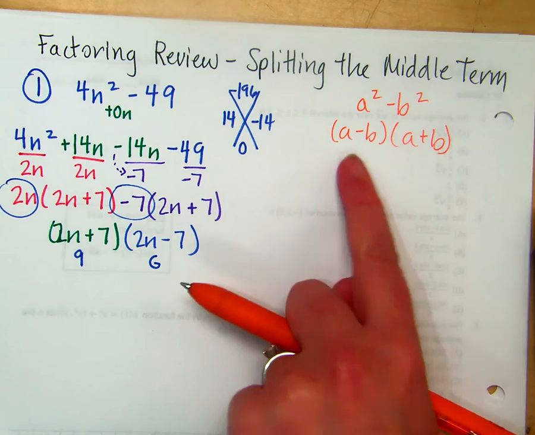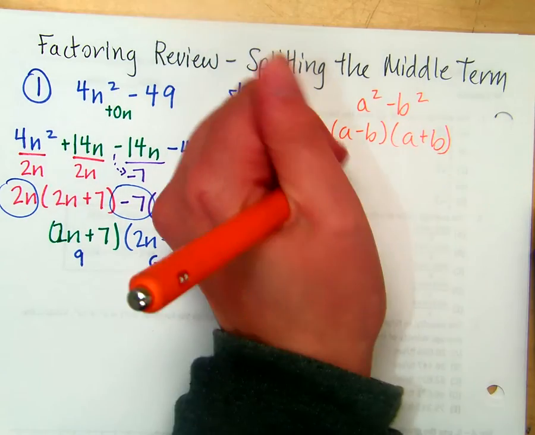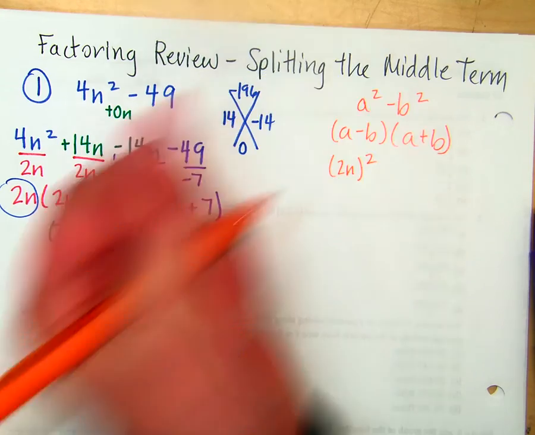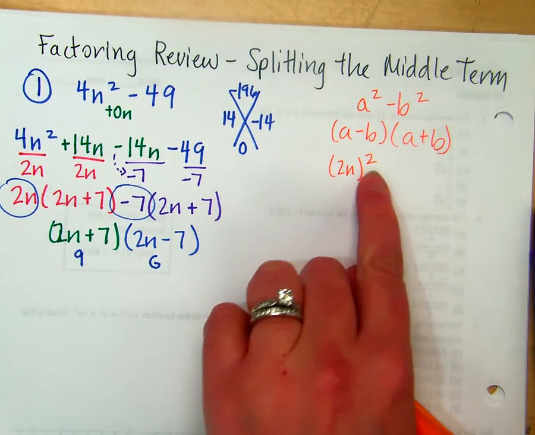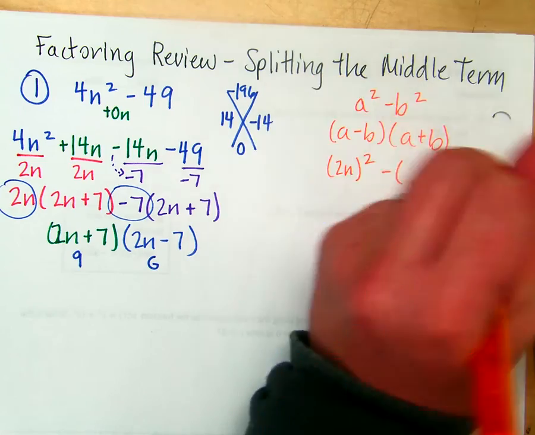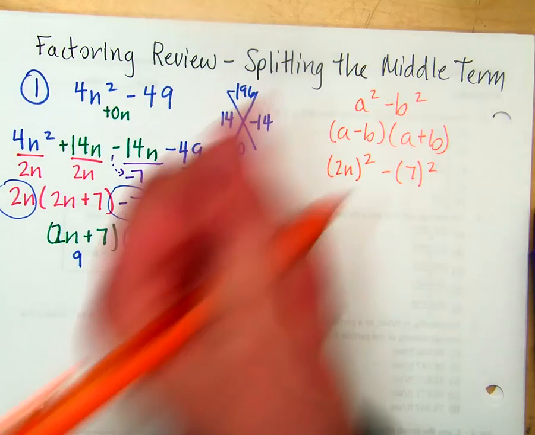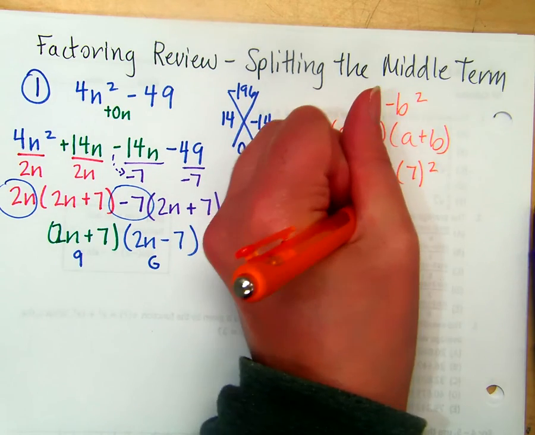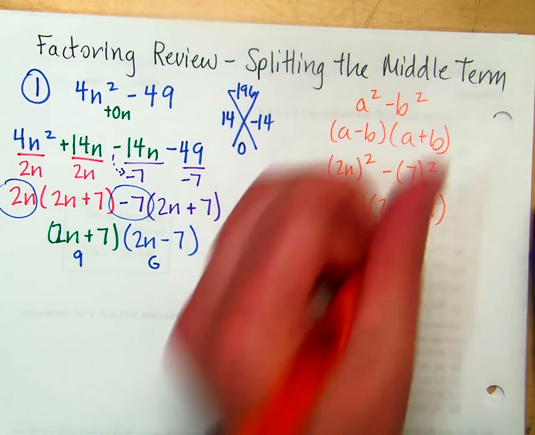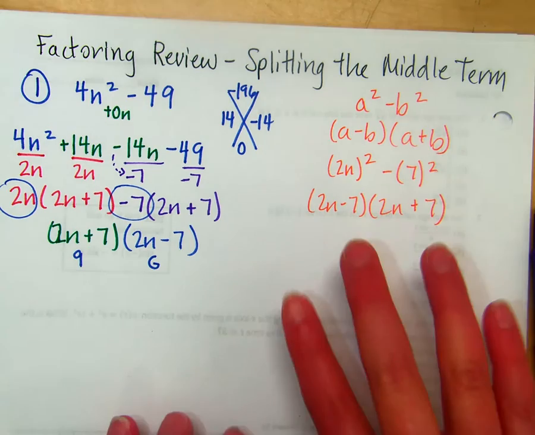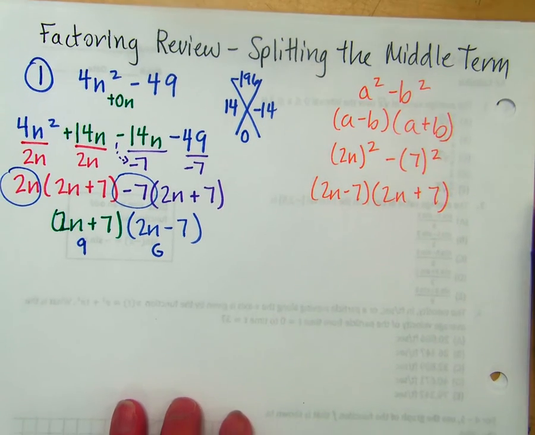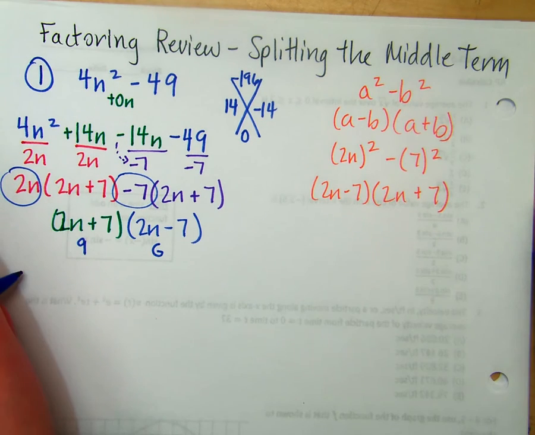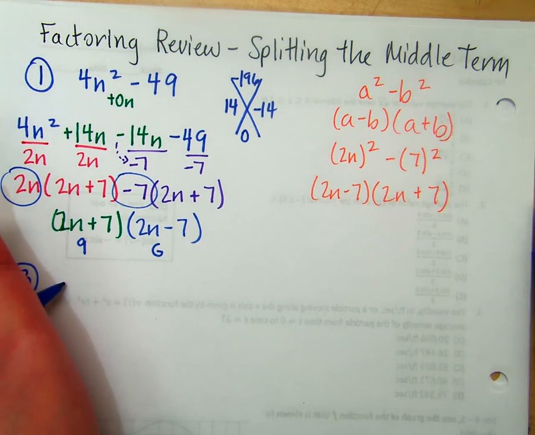So I talked about at the beginning how it could be the difference of two squares. Well, 4 is 2 times 2, and n is n times n. So really, 4n squared could be written as 2n quantity squared. 49 is 7, so 7 squared. So that is 2n minus 7 and 2n plus 7. So if you ever see it's two terms and each term is a perfect square, you're welcome to go straight to the difference of two squares. Our next one we're going to do together is number 3.